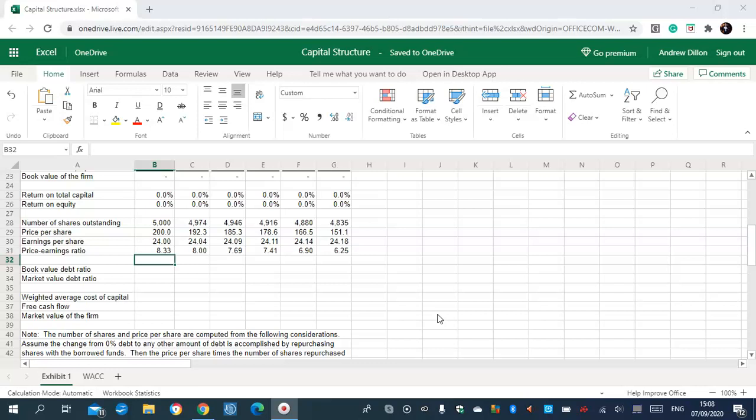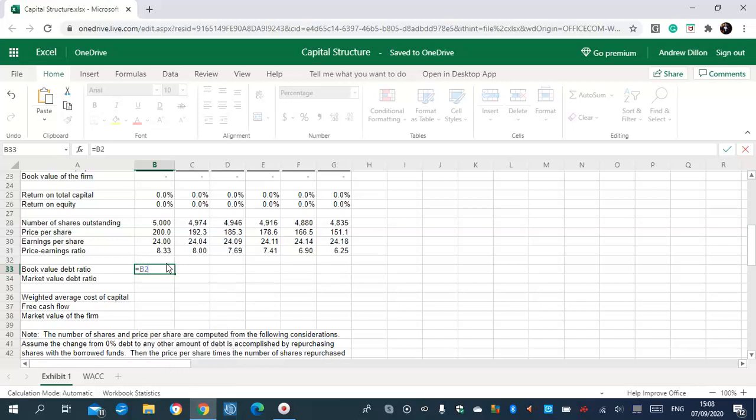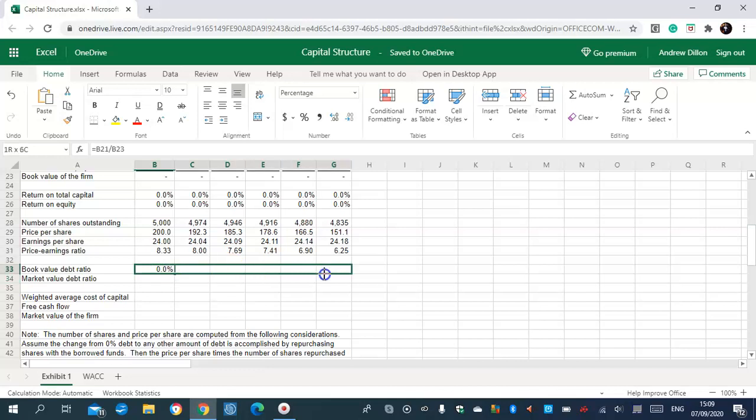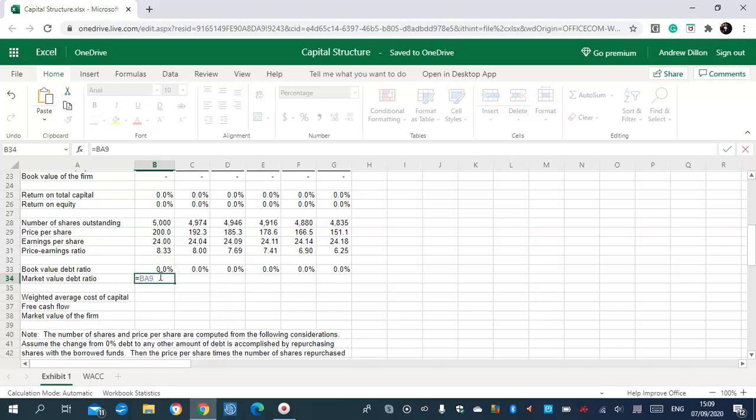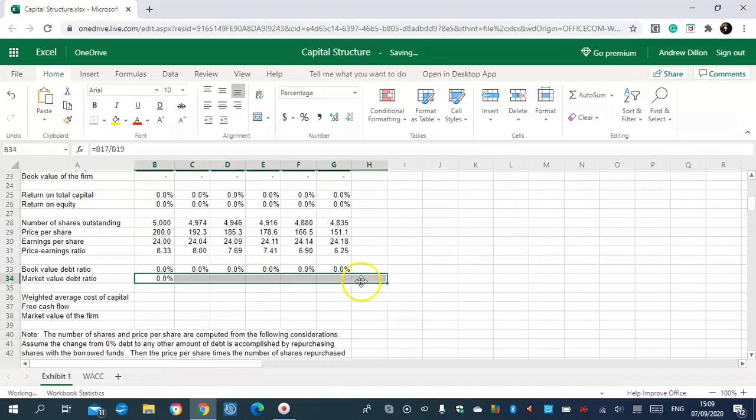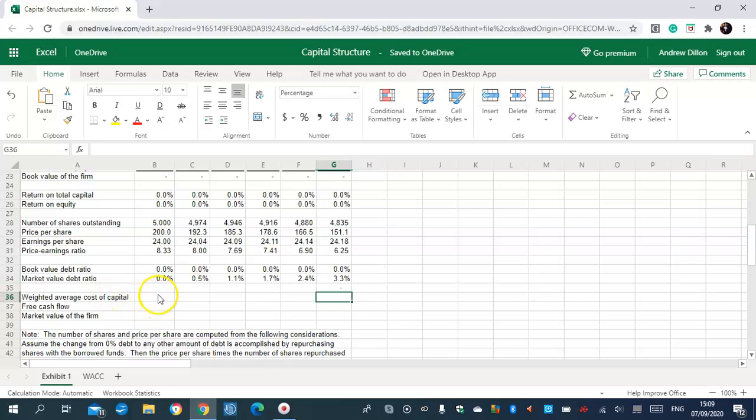Okay, so the next function table needs to calculate is called book value debt ratio. Market value debt ratio is the next function table. Weighted average cost of capital is the next function table.